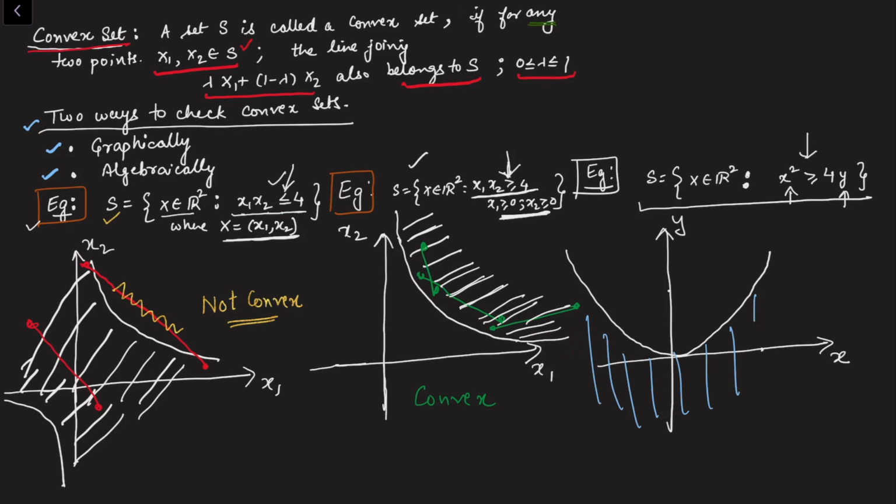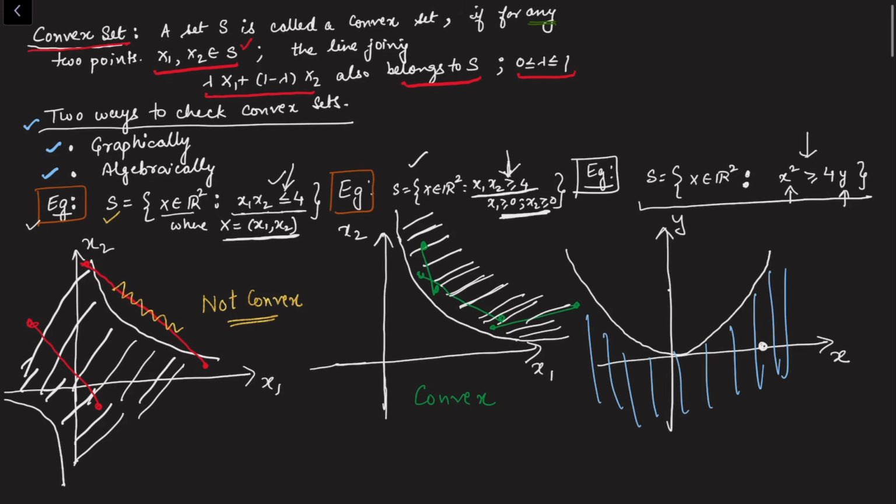We can check this region by putting the points also. So for example, if you want to verify how I calculated the region, let me consider a point here, that is 4, 0. And if you substitute this into this inequality, it says 4 square is greater than or equal to 4 into 0, because the y point is 0.